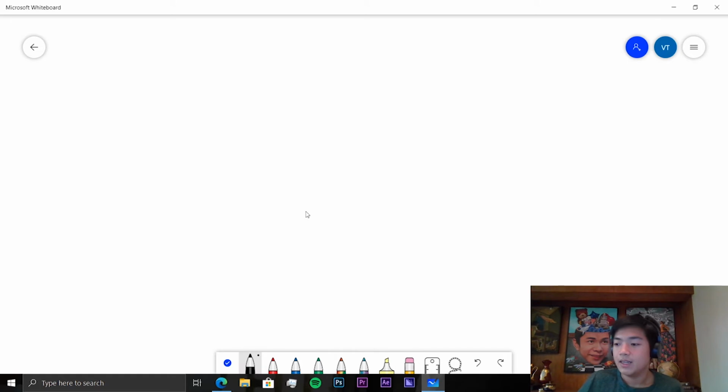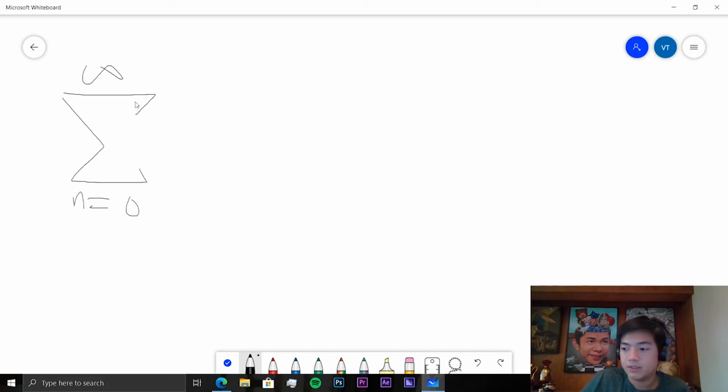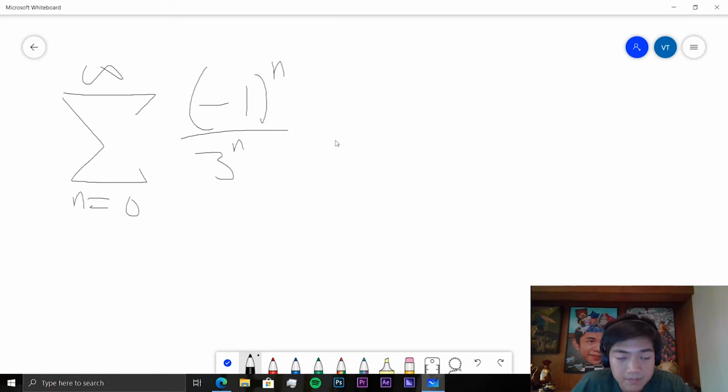Next, we need to determine whether this series converges, and if it converges, determine its sum. The series is from n equal to 0 to infinity in sigma form, negative 1 to the n over 3 to the n. Well, this would simply be equal to negative 1 over 3 to the n.